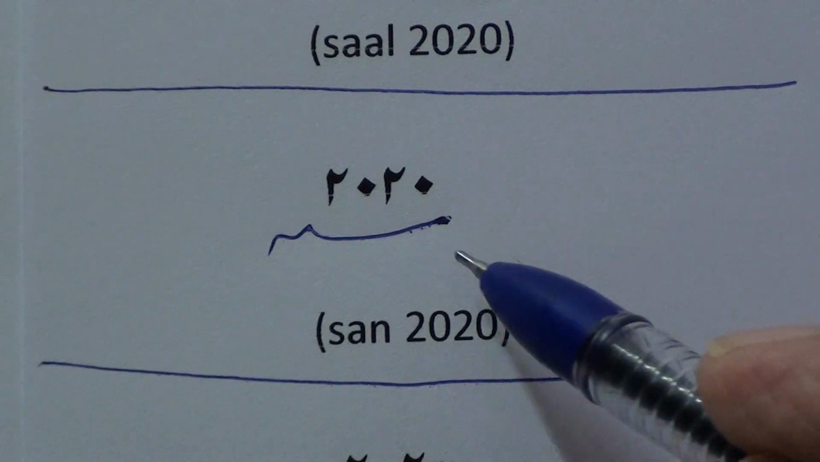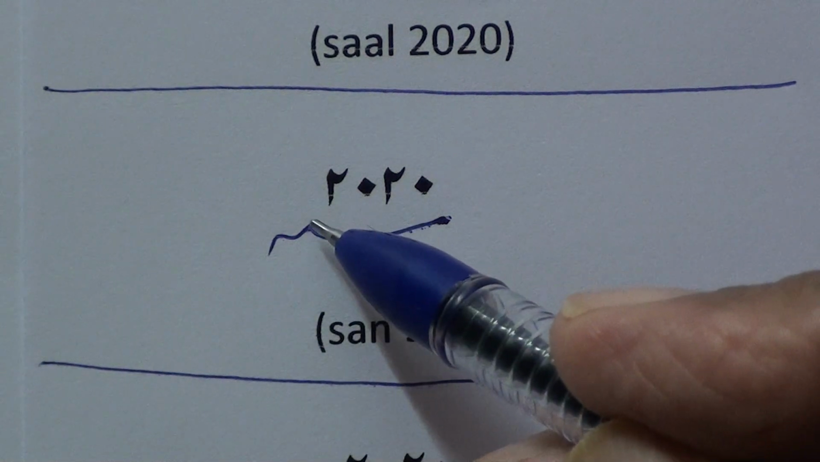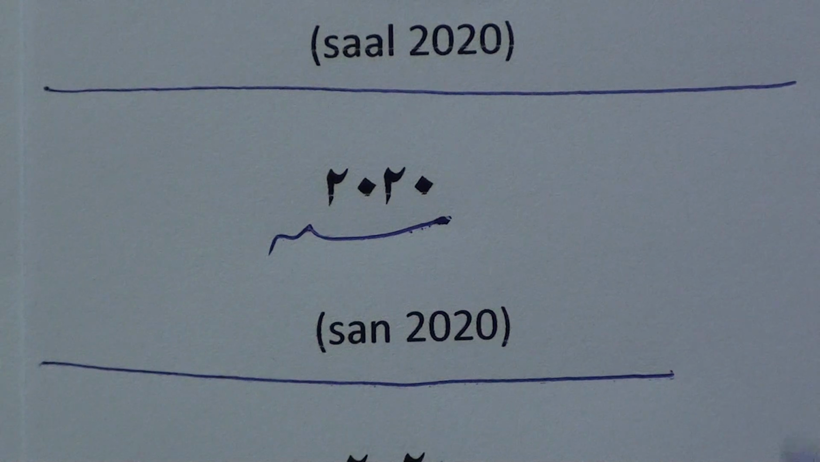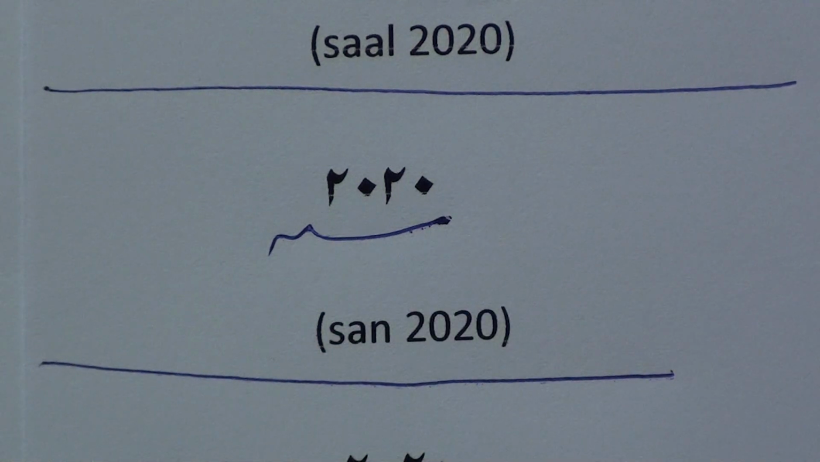You are looking at this sign, seen and hay. This is called sun. Sun means year. So सन 2020 means year 2020. We can say साल 2020 or सन 2020.